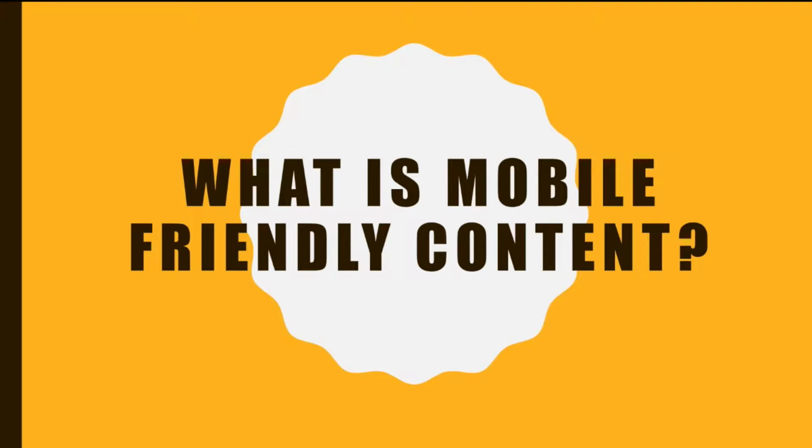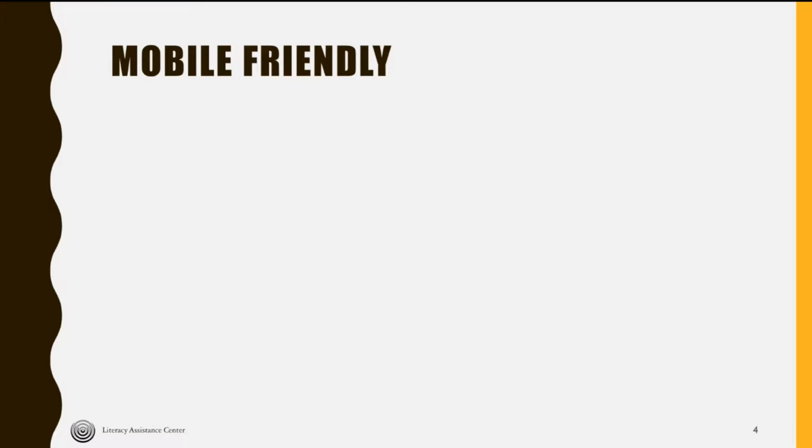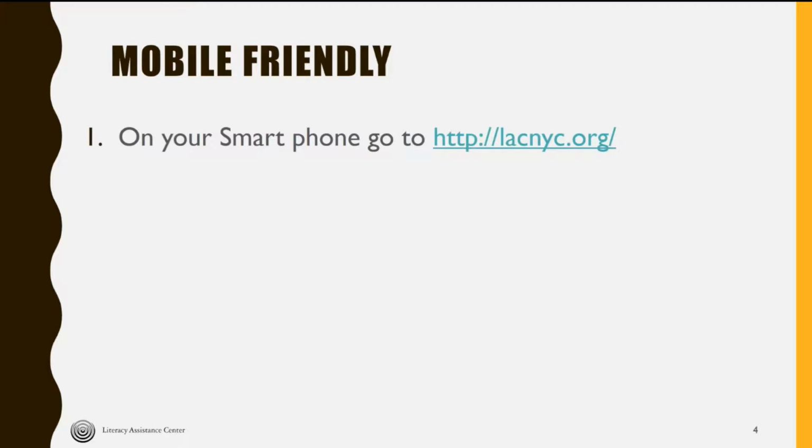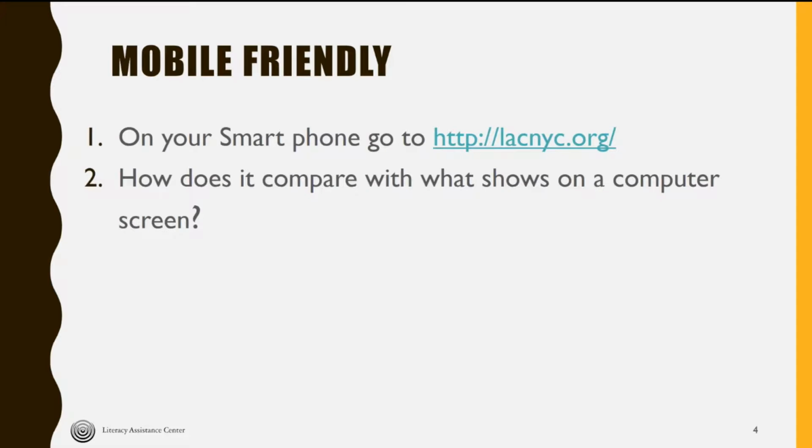So first, just talking about what mobile-friendly content is, and I'm guessing most of you have smartphones. When we ask what is mobile-friendly, what I want you to do right now is actually go to the LAC website, so that's lacnyc.org, on your smartphone, or if you have another type of tablet or some sort of mobile device in front of you, because I want to show you how different it can look on a small screen versus on a regular computer screen. So you're typing that in on your small device, whatever that is, your tablet or your phone. And then think about how it compares with what you'll see on the screen.